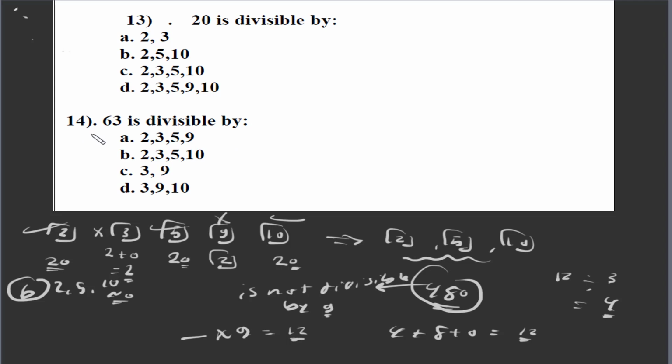Question number 14. 63 is divisible by what? Look, 63 is not divisible by 2 because it is not an even number. It is not divisible by 5 because the last digit is 3, not 0 or 5. It is not divisible by 10. So for 63, get the sum of its digits. 6 plus 3 will be 9. So 9 is divisible by 3 and is divisible by 9. So 63 is divisible by 3 and 9. So the answer here is C.